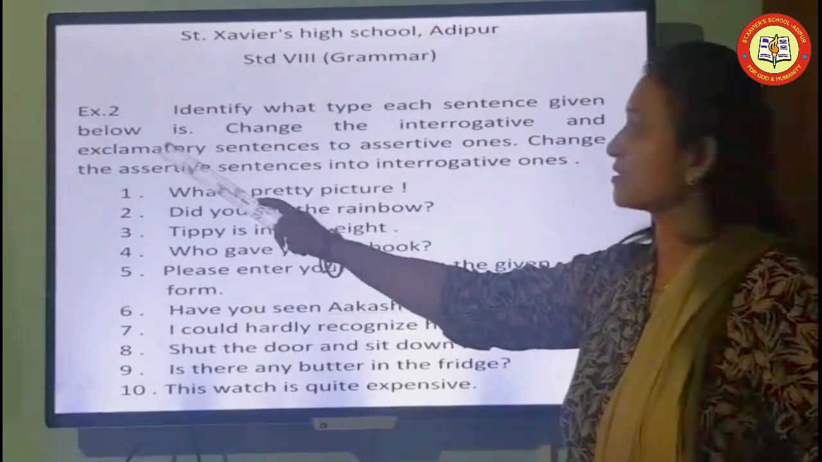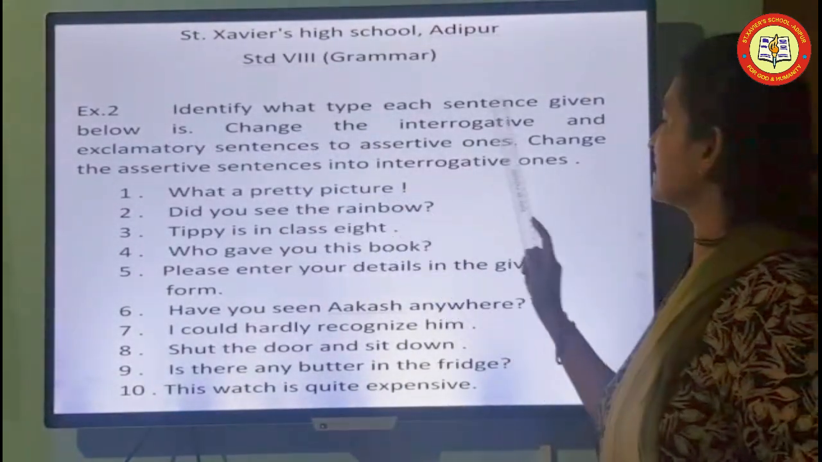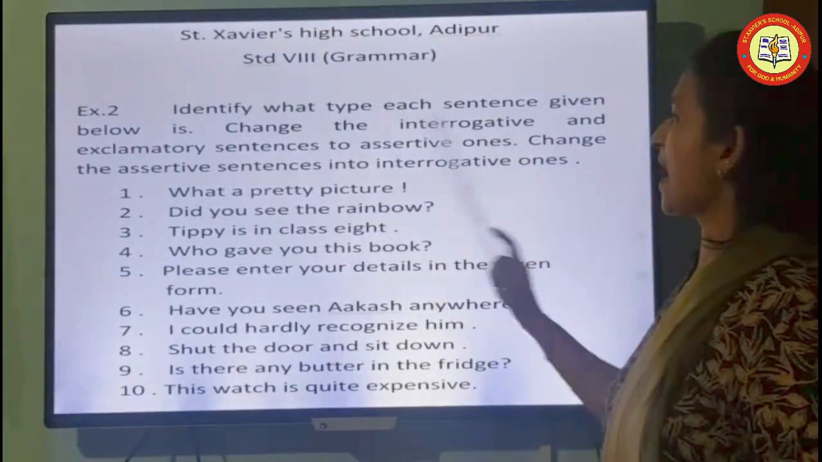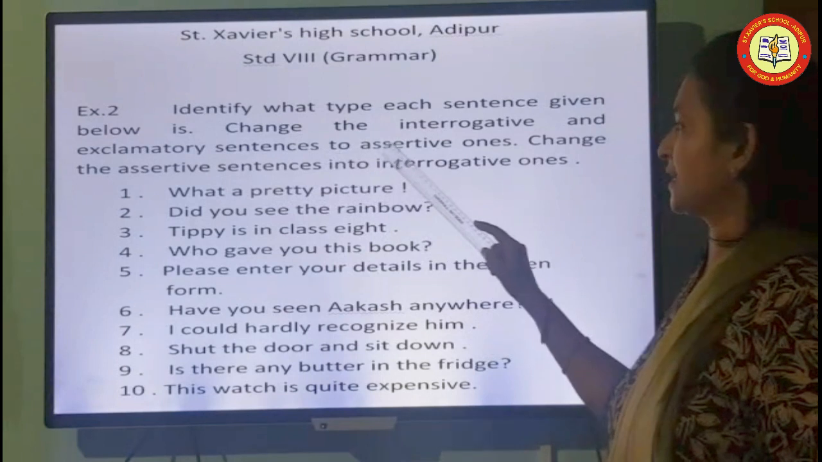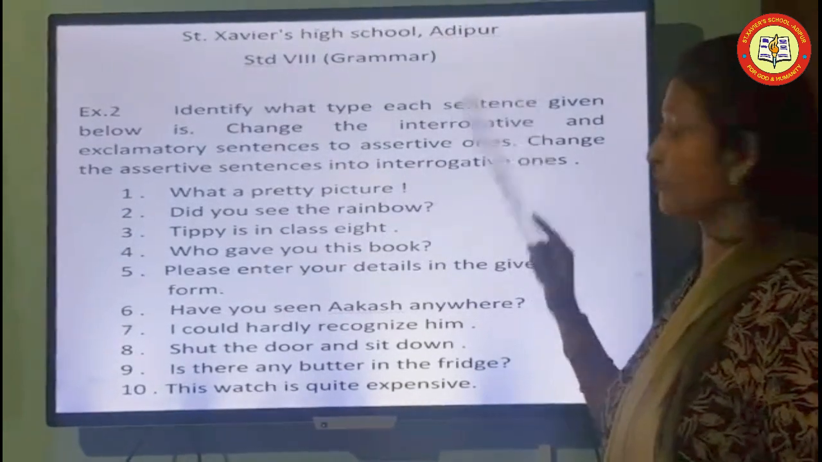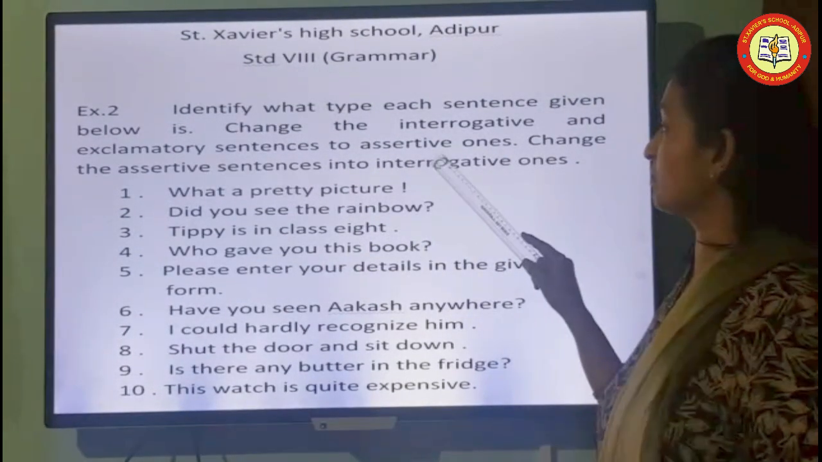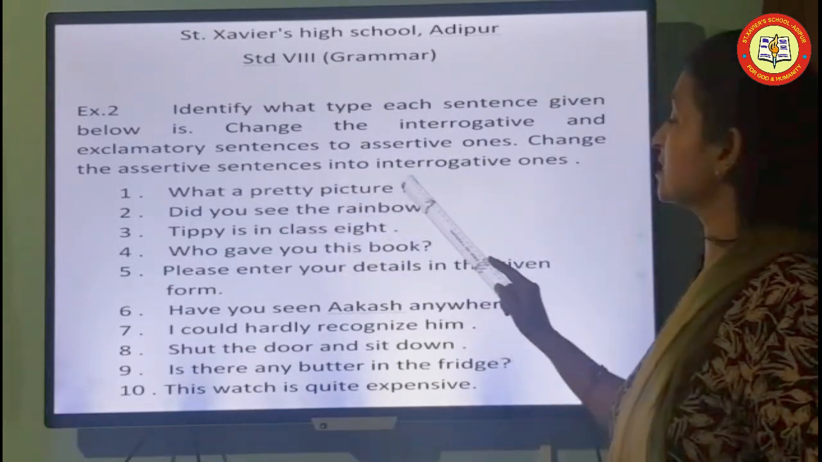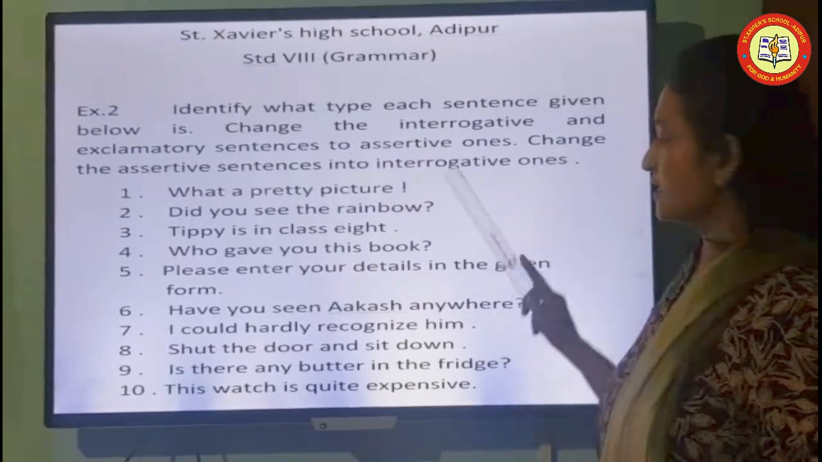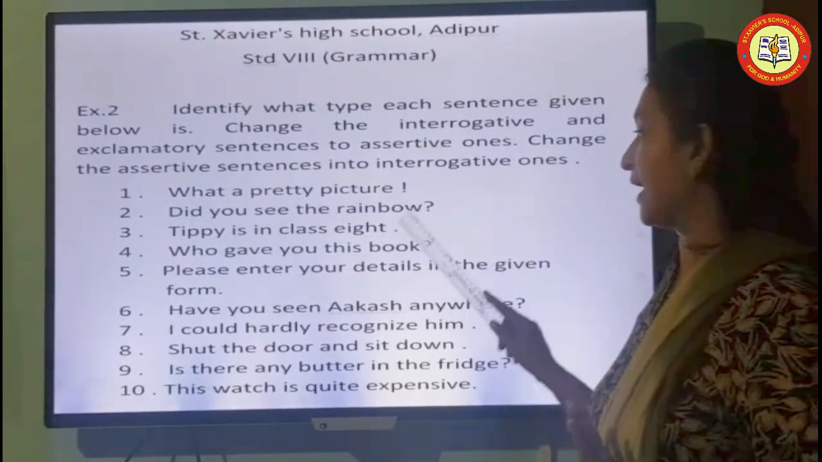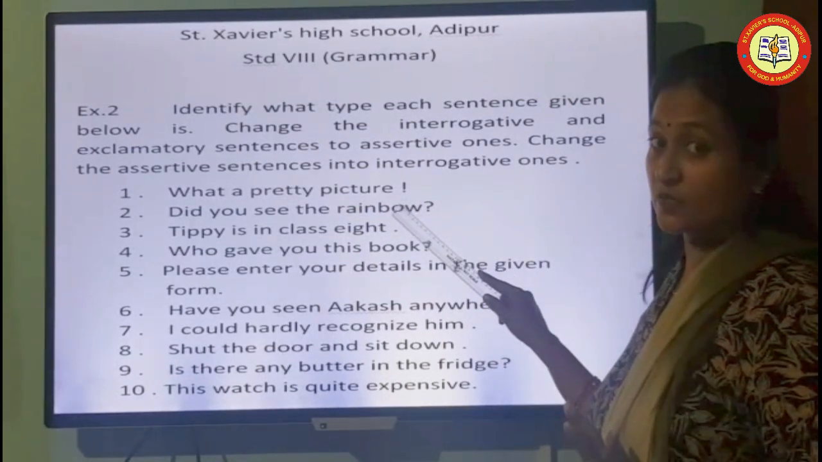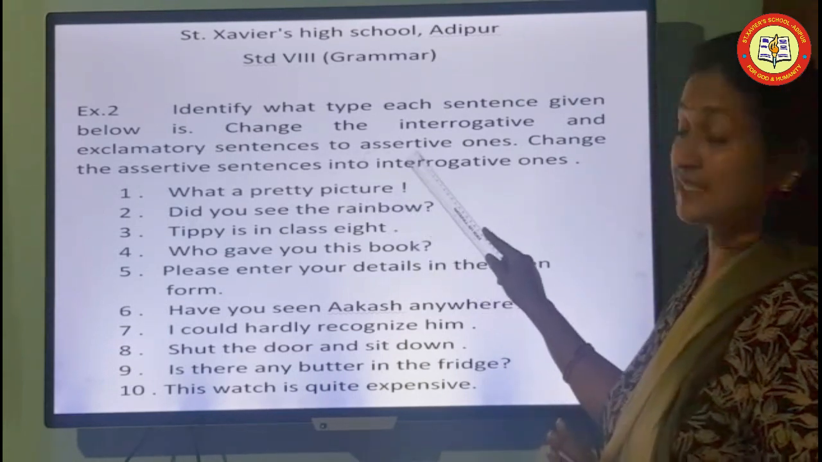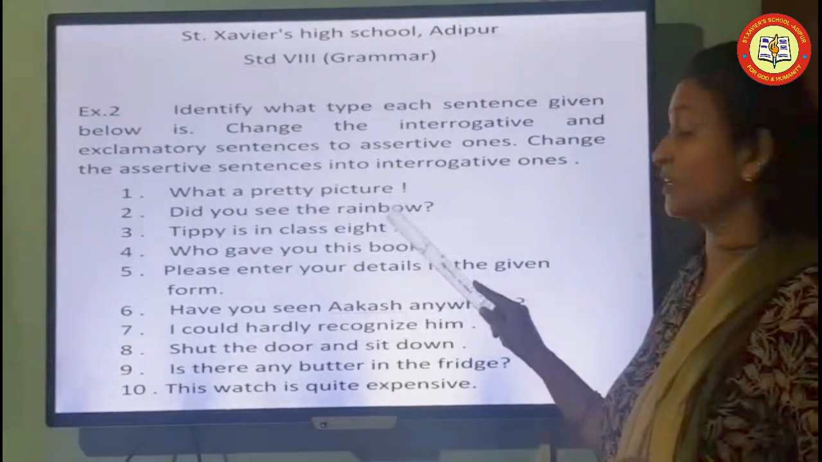Second exercise. Identify what type each sentence given below is. Change the interrogative and exclamatory sentences to assertive ones. You know, interrogative has a question mark, exclamatory has an exclamation mark, that you have to change into assertive. Change the assertive sentences into interrogative ones. See, we'll see the punctuation mark and we'll identify. This is exclamatory, so we have to change it into assertive. That is a simple statement, declarative.